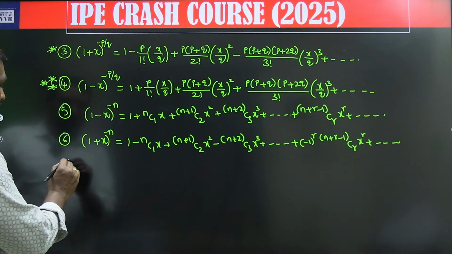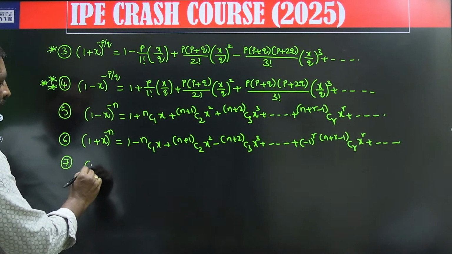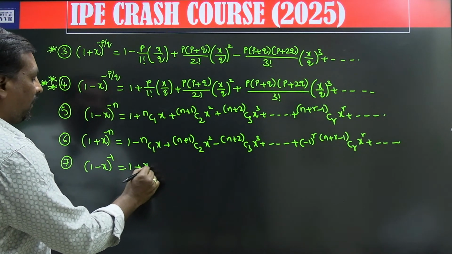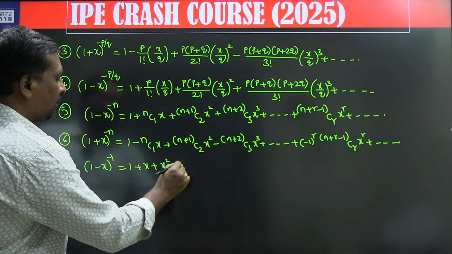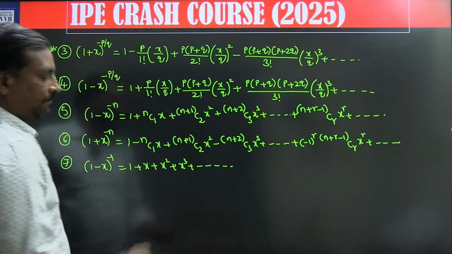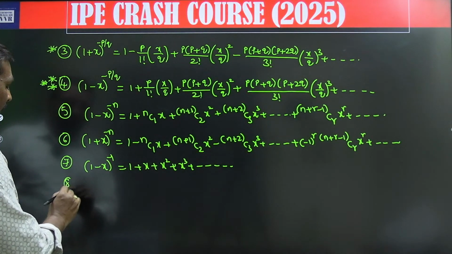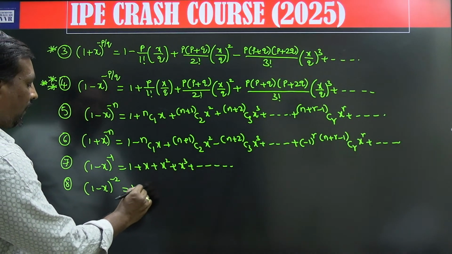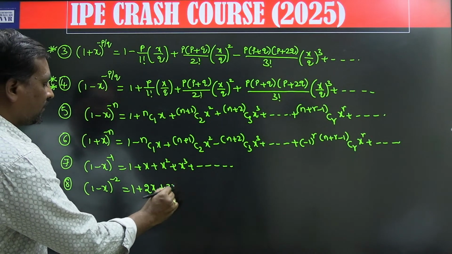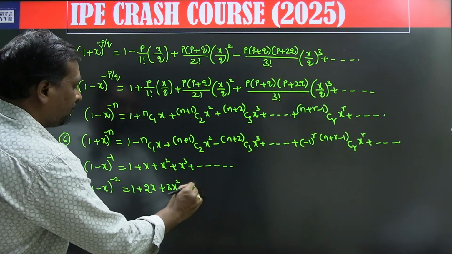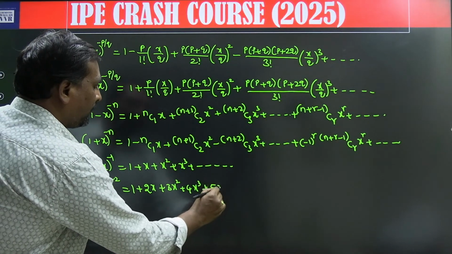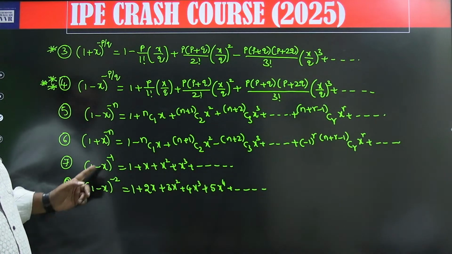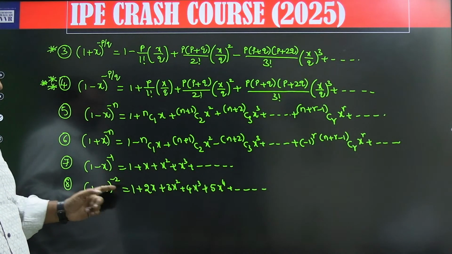Here we have another formula. This is (1 minus x) whole to the power of minus 1, which equals 1 plus x plus x square plus x cube and so on. And (1 minus x) whole to the power of minus 2 is 1 plus 2x plus 3x square plus 4x cube plus 5x to the power of 4 plus and so on. These are the substitutions of 1 and 2 in place of n here.